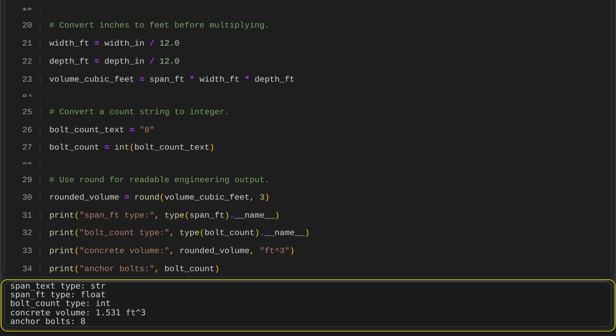This script shows how to make engineering calculations type-safe by converting text measurements into numbers before using them. It changes span, width, and depth into floating point values, converts inches to feet where needed, and calculates volume in cubic feet. It also converts a text bolt count into an integer, then prints the converted data types along with the rounded volume and bolt count for clear, reliable output.